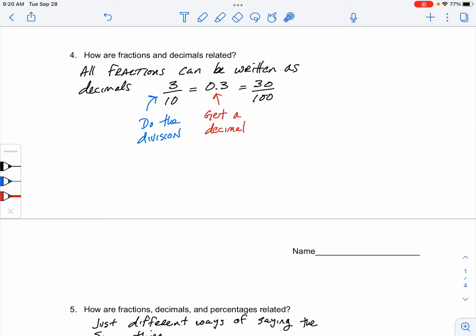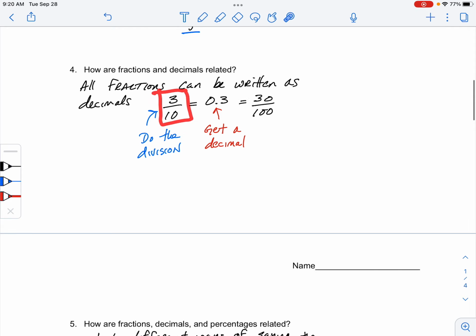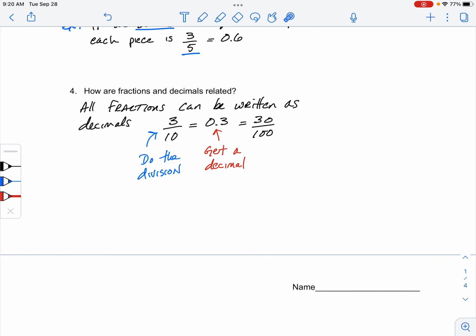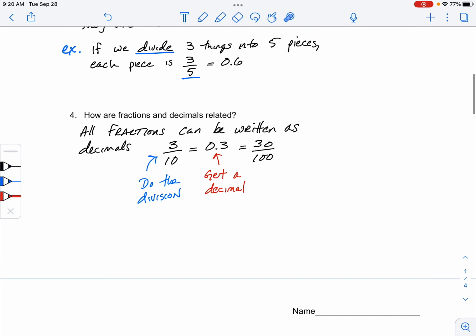Again, any fraction can be written as a decimal, and any decimal can be written as a fraction. Most often you will take a fraction like 3/10 and put it in your calculator and just get 0.3, but that can be written in a number of different ways. That's the same as 30 out of 100 or 300 out of 1,000. So there's more than one way to write the same fraction.